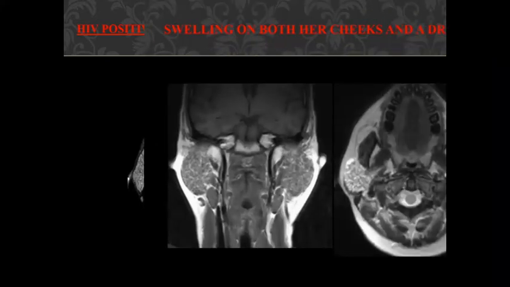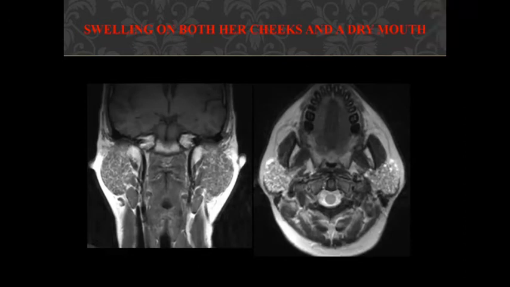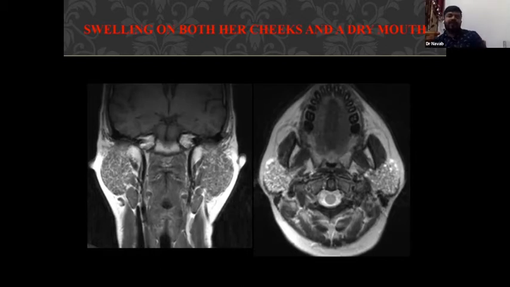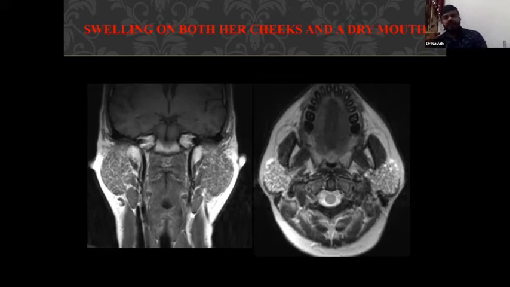Yes, sir. Next case, swelling of both cheeks with dry mouth. So clinically also you can tell what that is. What are you seeing? What is that appearance? The first one is a T1 weighted image, and this is a T2 weighted image. On T1 weighted image you can see fatty infiltration of the parotid gland, right? Yes. And on T1 you can see some granular appearance. Yes. On T2 weighted, you can see, like you already told, multiple tiny hyperintense foci in both lobes, right? Yes.